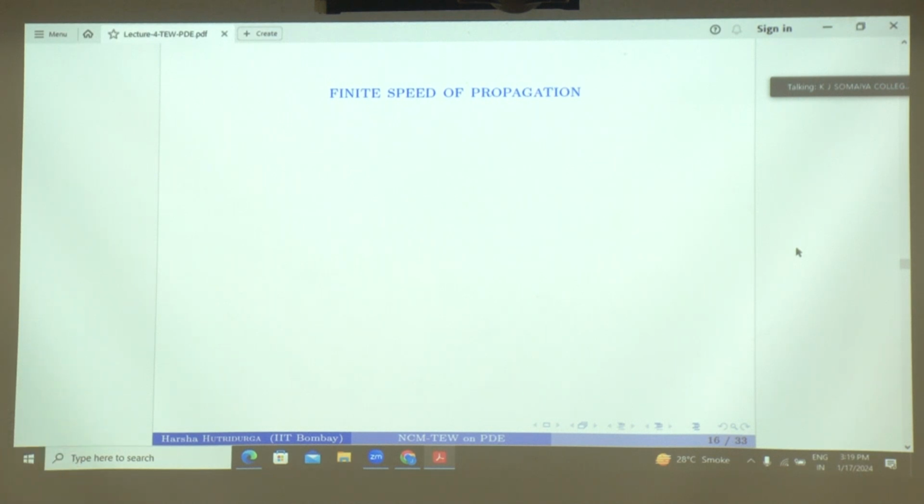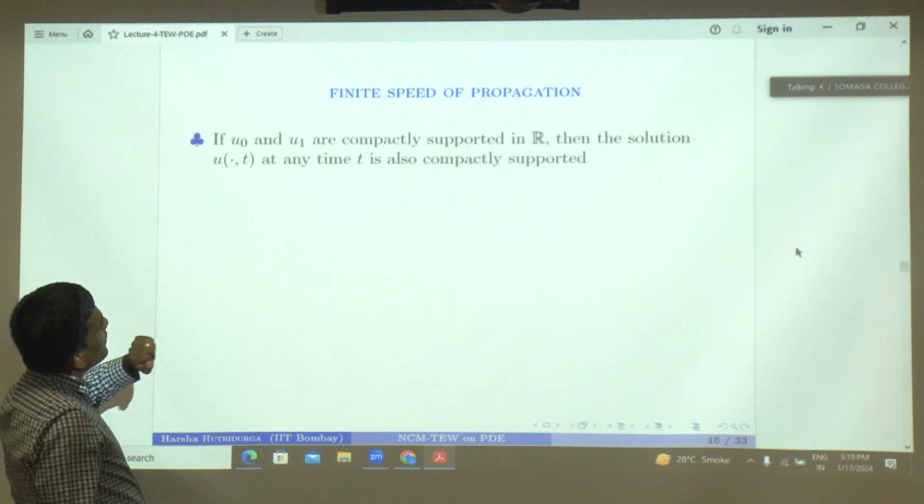This is seriously not true with the heat equation, because in heat equations, if you give a solution with a very small compact support, your solution will not have any kind of compact support as soon as you depart from t equals 0. Tomorrow I'll give an example to that effect. Okay, but now this is the finite speed of propagation.